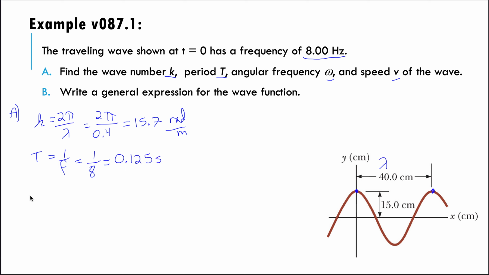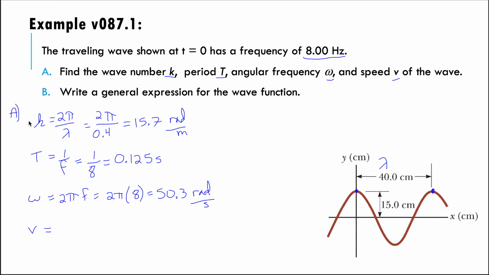Next, we have the angular frequency omega. That's defined as 2 pi over the period, or 2 pi f. So 2 pi times 8 hertz is going to give us 50.3. Do you remember the units for angular frequency? Think of 2 pi, which is radians, divided by period, which is time, in seconds. So radians per second.